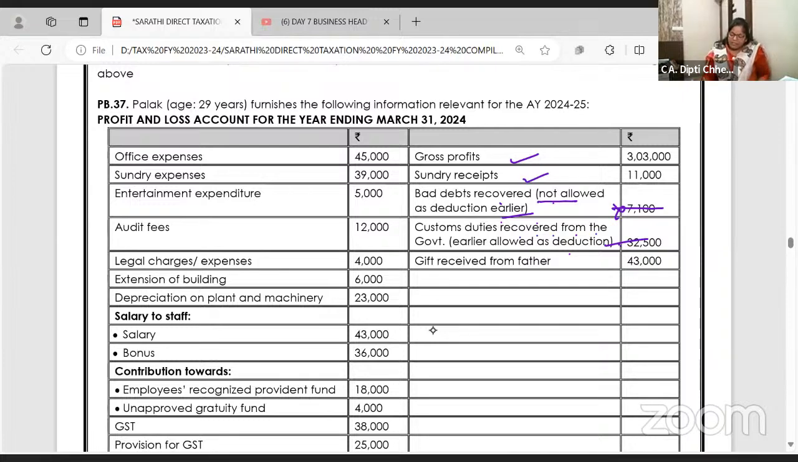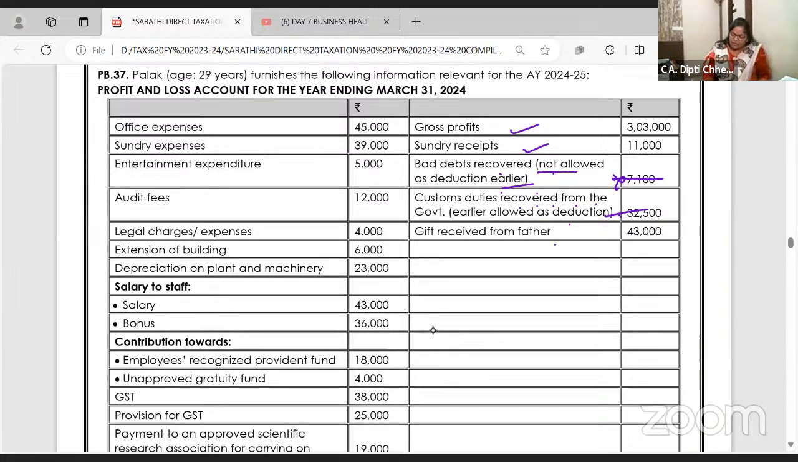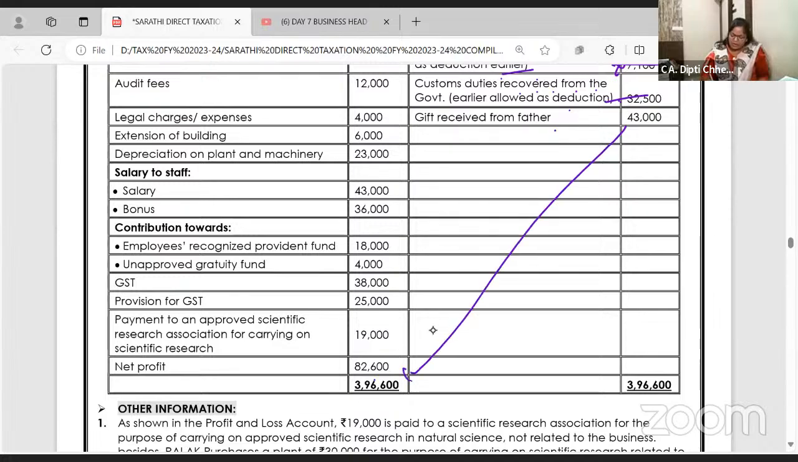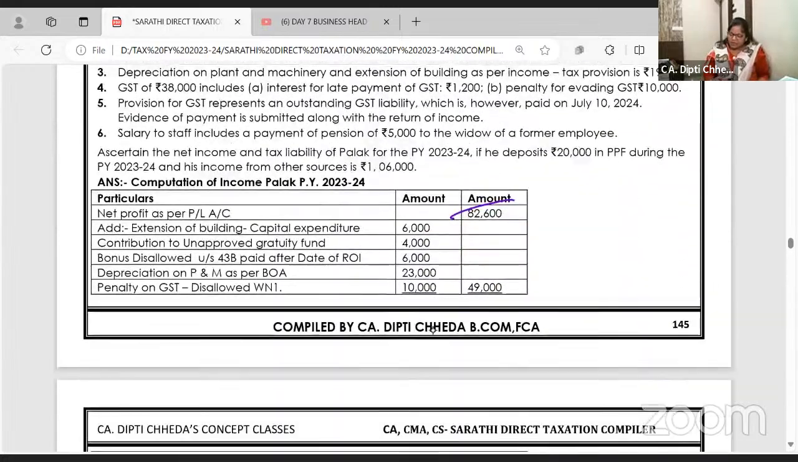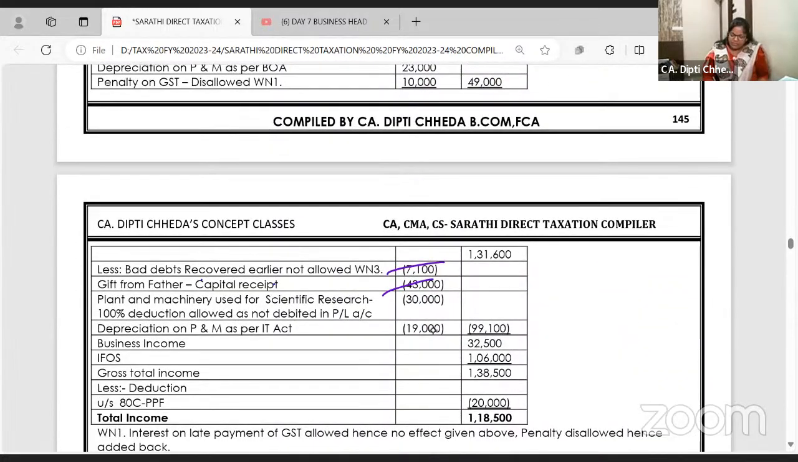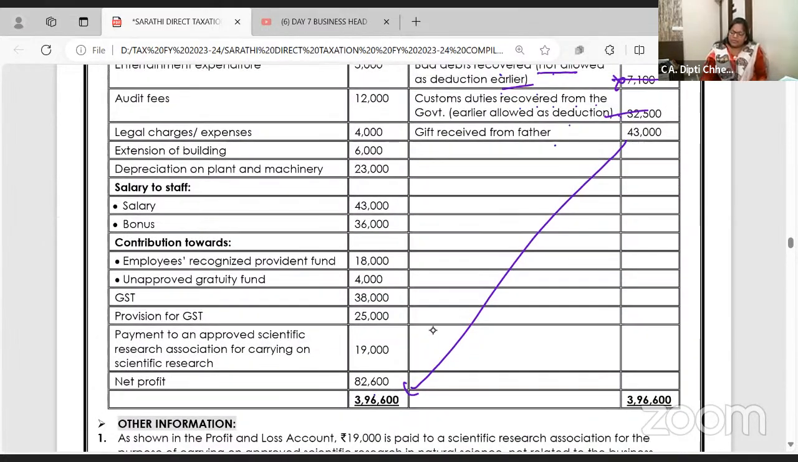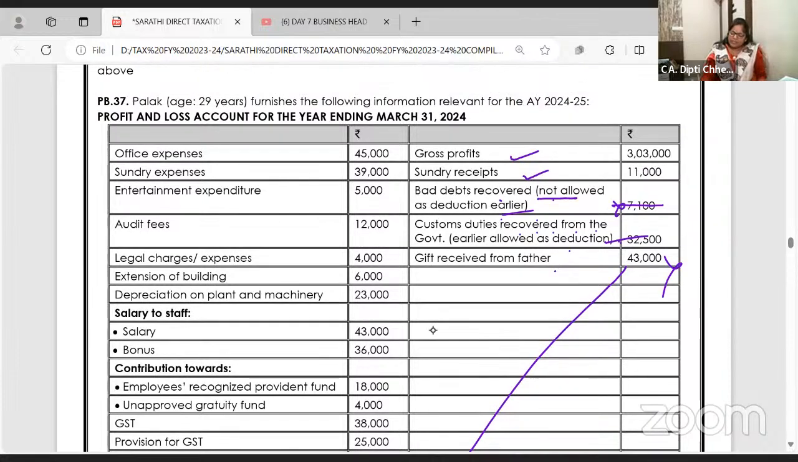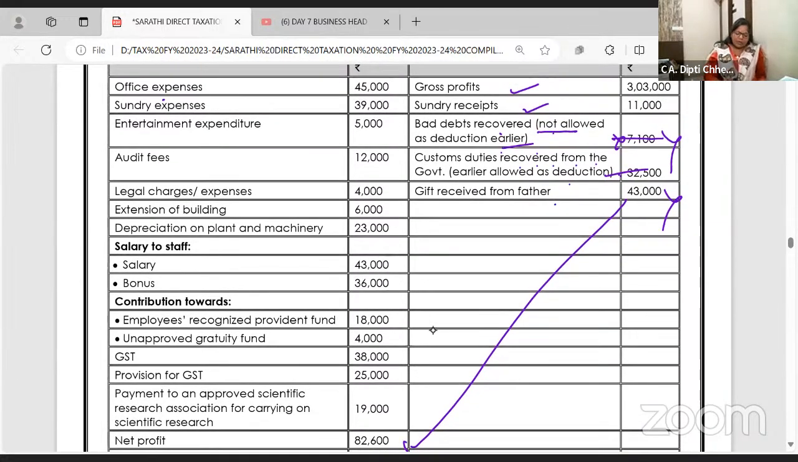Chalo. Gift received from father, 43,000 is a part of this, but it is not income. We all know gift is a capital receipt. It's not income, so nikal do. This was kachra, remove. Garbage. Now debit side, office expense. Are you getting how I'm reading? Credit side, then debit side, then adjustment. I don't have to read the problem again and again.